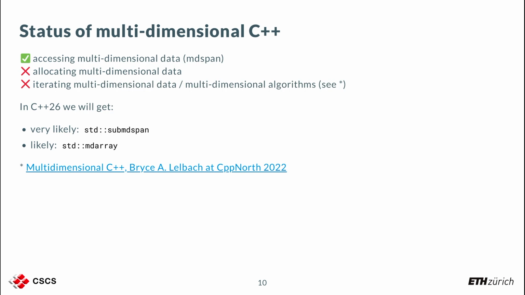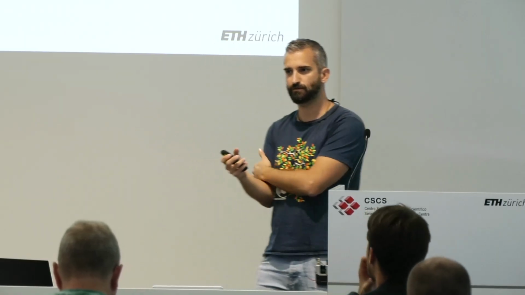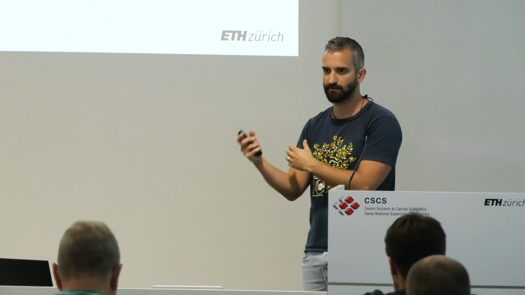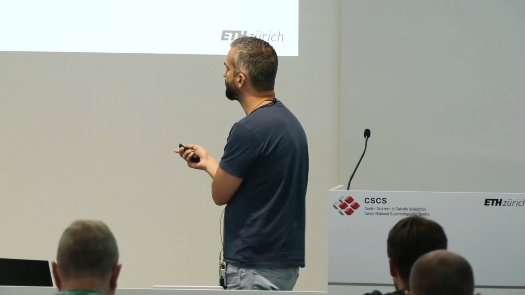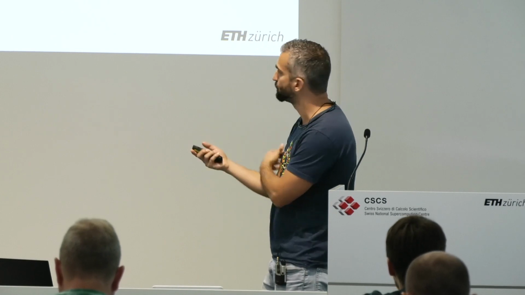But at least for the allocation, there's something in the works. It's likely to go into C++26, so we still have to wait a few years. This will probably be called std::mdarray, the owning counterpart to mdspan. And then there's something that's also probably very useful to write your algorithms: submdspan. You have an mdspan, you want to create a part of it. If you're used to NumPy, it's basically slicing your NumPy array. It's another view on your view, kind of.